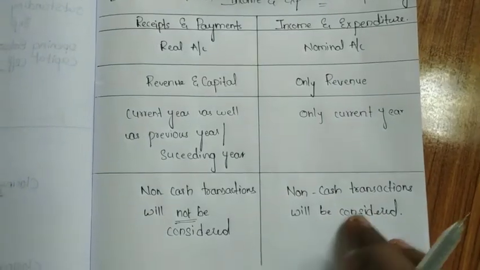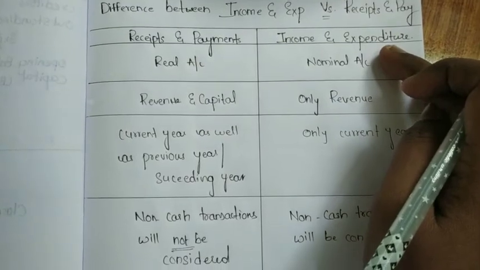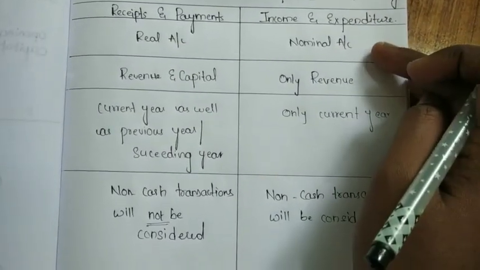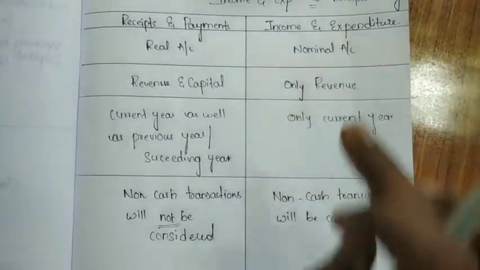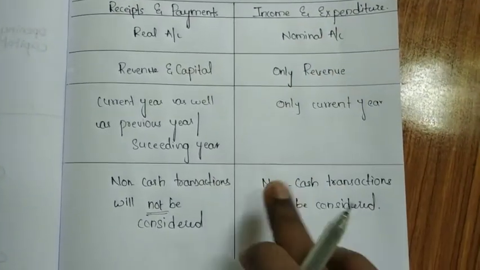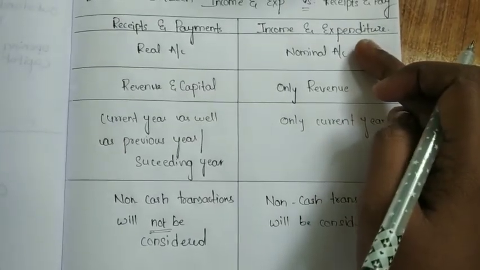I said this income and expenditure is like a P&L account. In a P&L account, we consider losses like depreciation or any bad debts. In the same way, any non-cash transaction will be considered under income and expenditure account.